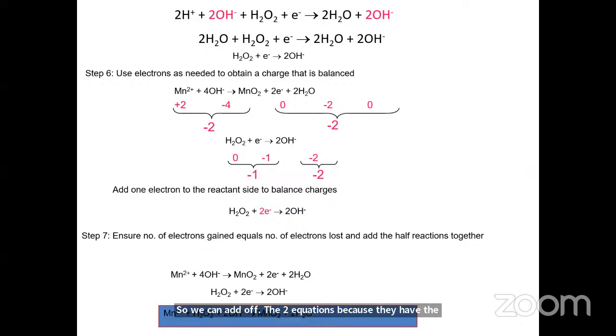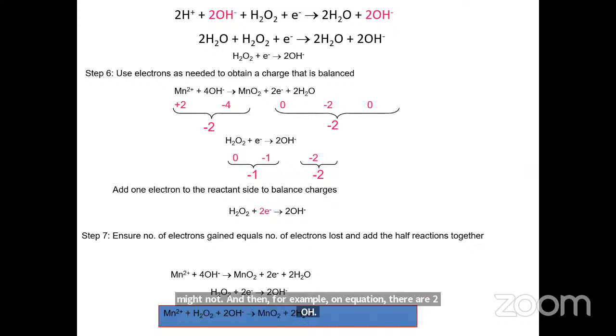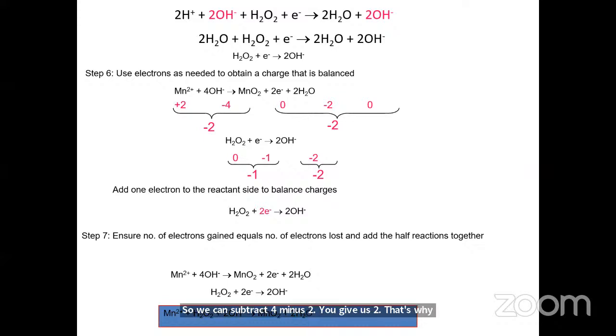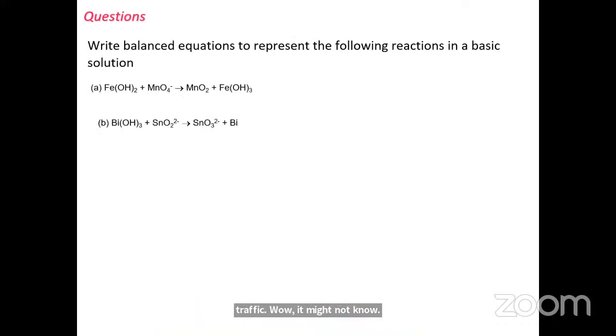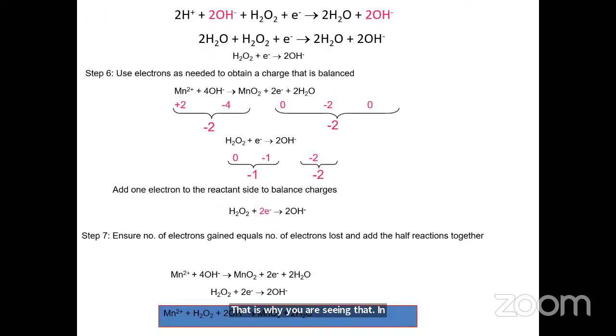So when we add up and cancel out the electrons and also the OH-, you can see that for the first equation, there are 4 OH-. And then for the second equation, there are 2 OH-. So we can subtract 4 minus 2 will give us 2. That is why we are seeing 2 OH- in the final equation. We have subtracted 4 OH- minus 2 OH-. That is why we are seeing that in the final equation. So that is how we balance in basic medium.